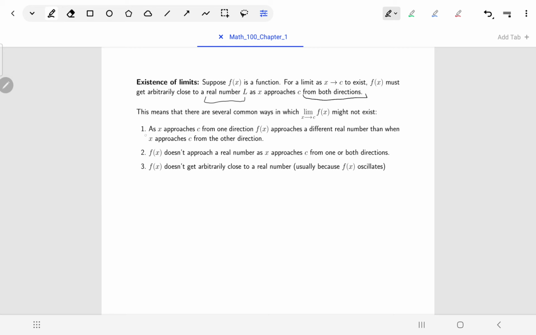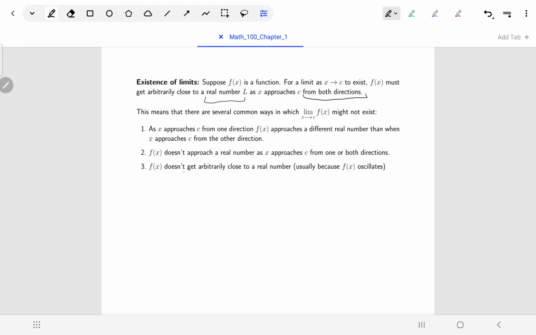You might also have that what's happening on the left and the right side is disagreeing. So for our limit to exist, f has to approach the same number as x approaches c from both sides. So if the y values are getting close to something on the left and something a little different on the right, that would be another case where the limit doesn't exist.